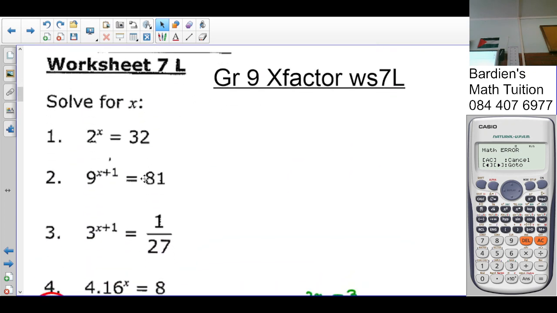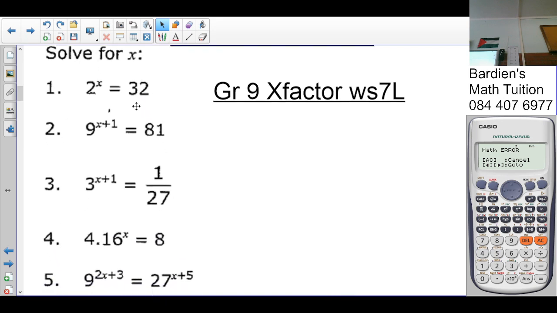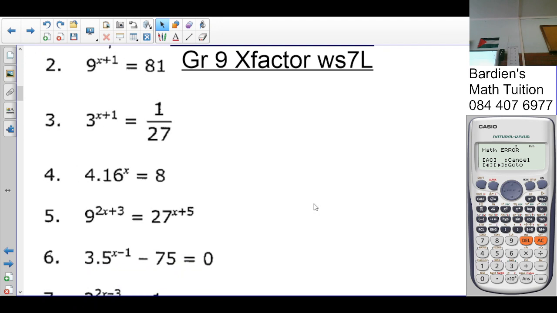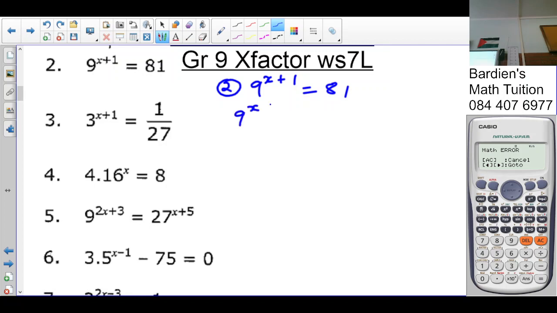Right, what did you have to do out of here? Again the even numbers. So let's start with number 2. You've got 9 to the x plus 1 equals 81. What can happen here? 81 can be written as 9 squared. So 9 to the x plus 1 equals 9 squared. Therefore, x plus 1 is equal to 2. Take the 1 over. So x is equal to 2 minus 1, which is 1.